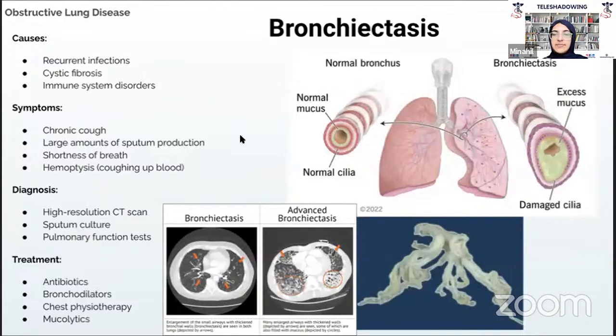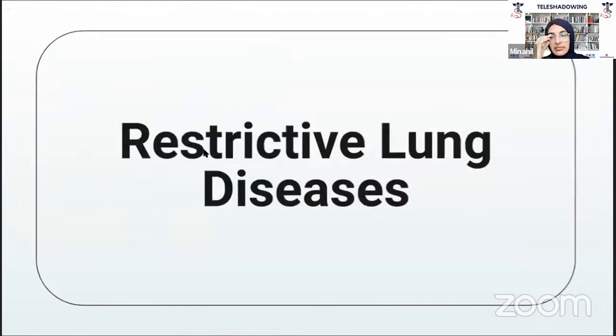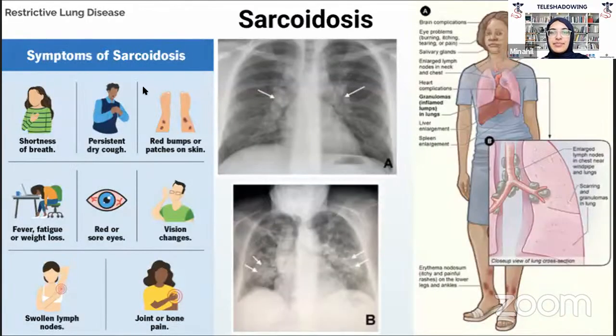So it's very interesting. Now let's talk about a couple of restrictive lung diseases before getting into our case studies for today. Let's talk about sarcoidosis. So sarcoidosis is a chronic inflammatory disease that's characterized by the formation of non-caseating granulomas. And non-caseating granulomas are very high yield in med school pathology Step 1 exams.